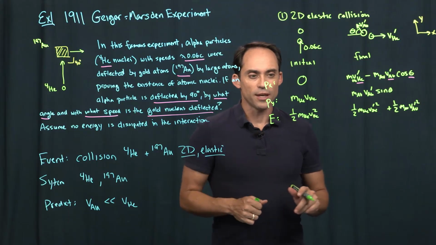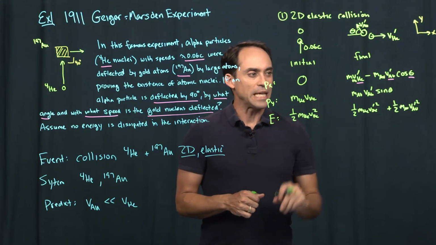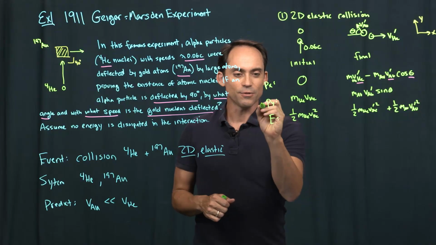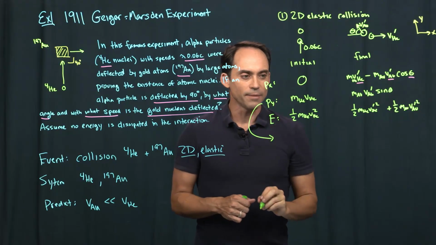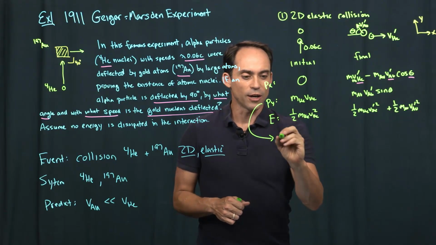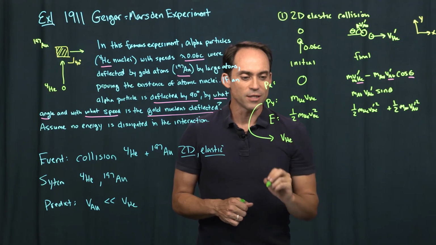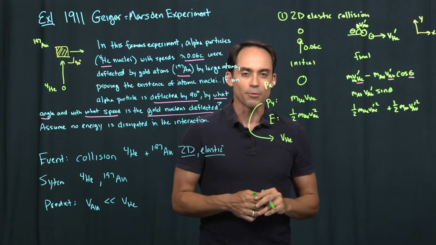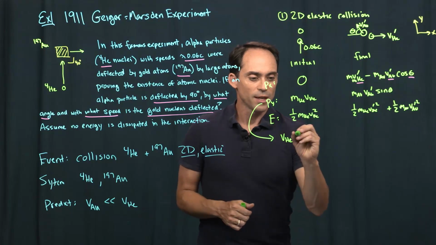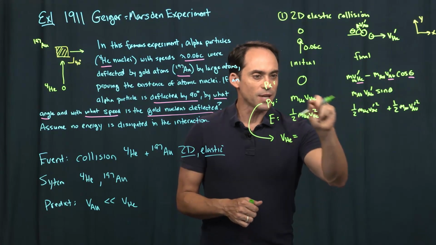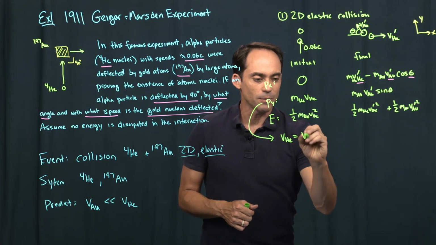Well, let's start with the momentum equations because they seem to be the easiest to work with. I'm going to take this first equation, Py, and I'm going to isolate our initial velocity for our helium nucleus, or our alpha particle, because that's a known quantity. And I'll set that equal to the other side by just dividing by the mass of the helium nucleus.